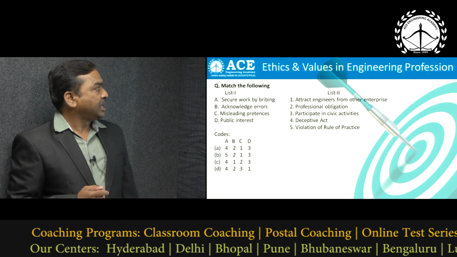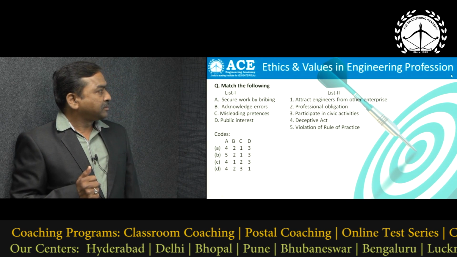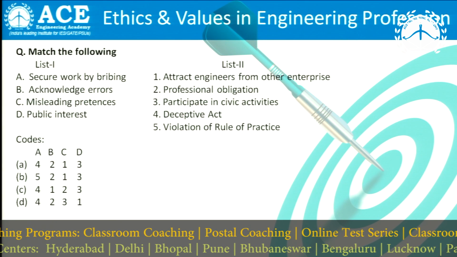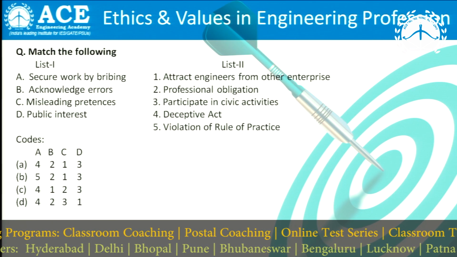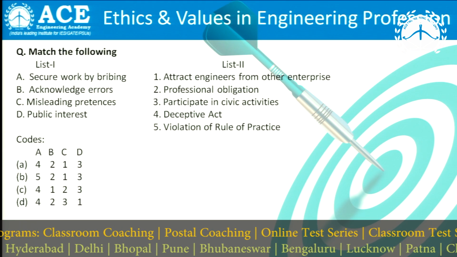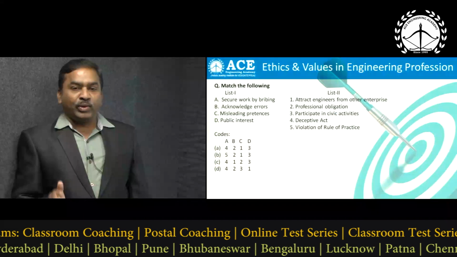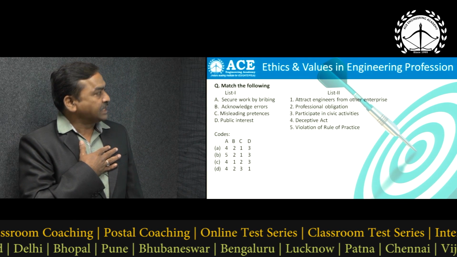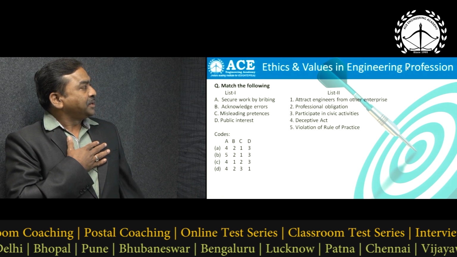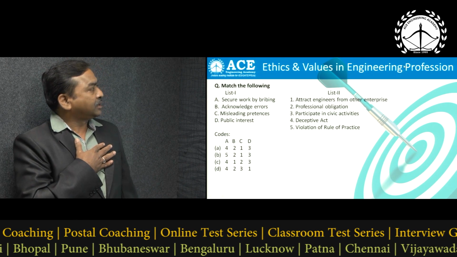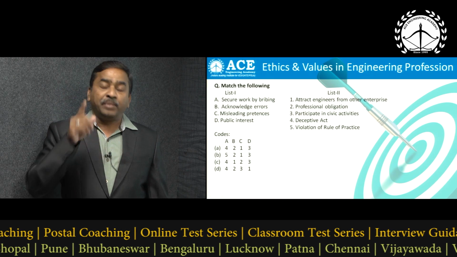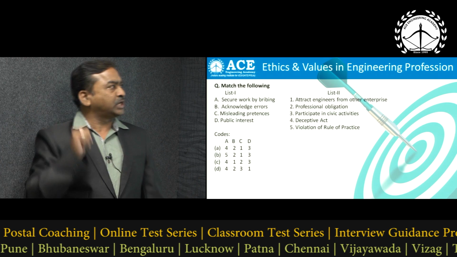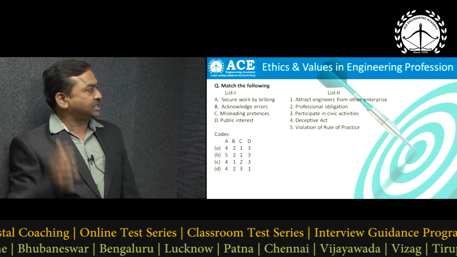Again, match the following. Secure work by bribing: while you are securing work by bribing, you are deceiving somebody. So 1 and 4, again applying principle of elimination, B is eliminated straight away here. Acknowledge errors. We are honest people. We should acknowledge our errors. So it is basically professional obligation. The third one, misleading pretenses. They are misleading. That means you are putting somebody into a jeopardy or confusion. Attract engineers from other enterprises is the answer.